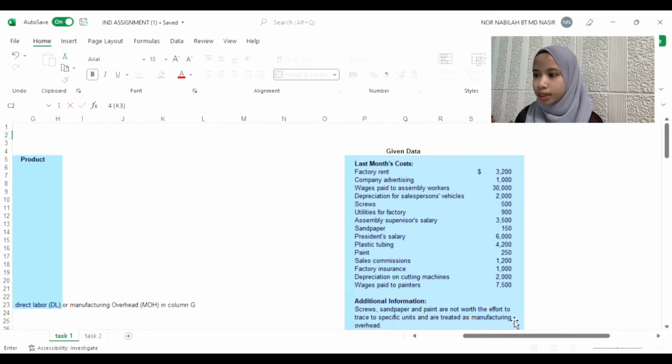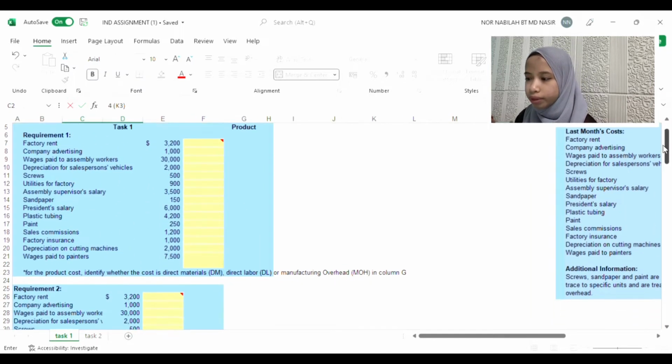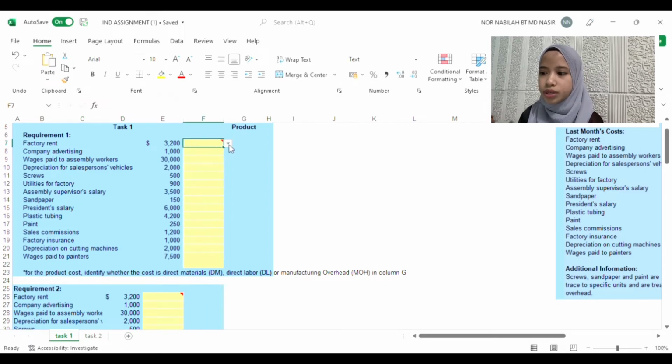So, the given data lists all the items and the amounts for last month's costs. Additional information: screws, sandpaper and paint are not worth the effort to trace to a specific unit and are treated as manufacturing overhead. For task 1, for the product cost, identify whether the cost is direct material (DM), direct labor (DL), or manufacturing overhead (MOH) in column G.